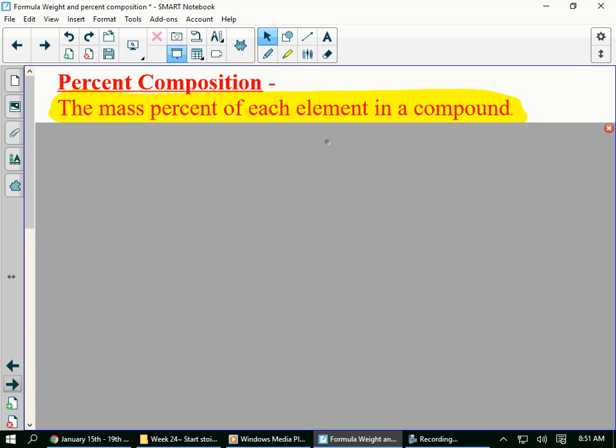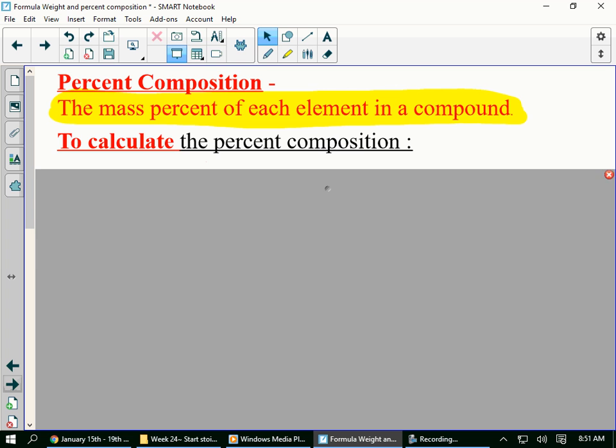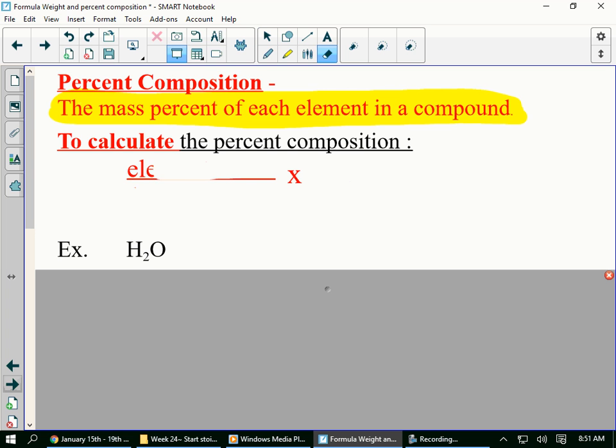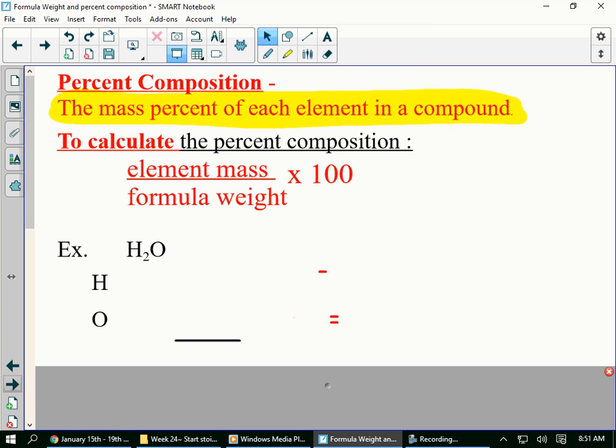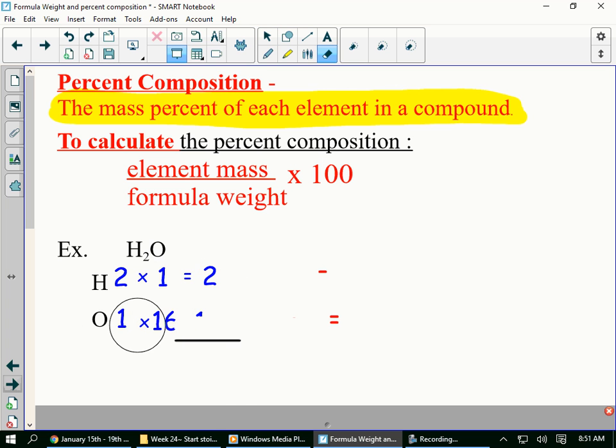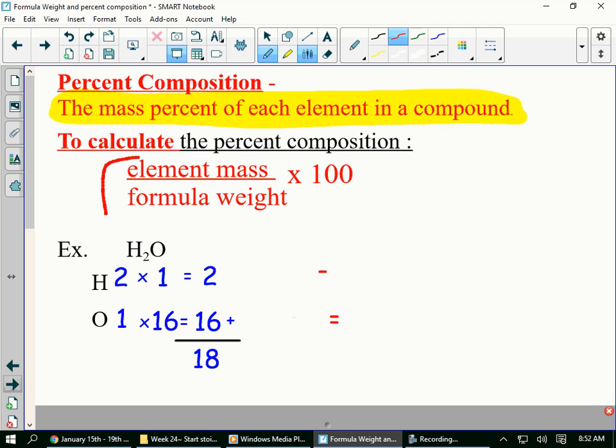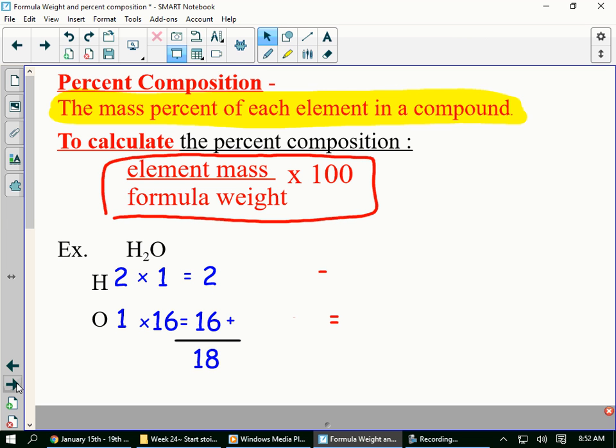There is a little formula if you would like to write it. Again, I think it's kind of self-explanatory, but we can do it. You do the elemental mass, which we just figured out how to do, over the formula weight times 100. And we're going to go back to this example you already had. Elemental mass over the formula weight times 100, and then we're going to take a look at the example you just did.